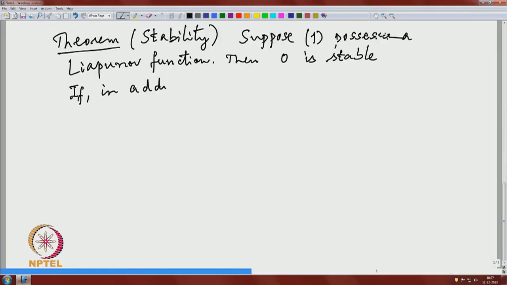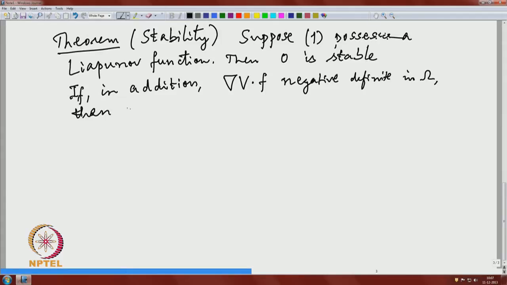If in addition, now we strengthen a little bit the second condition, grad V dot f. So, again look at the definition, grad V dot f is again a function defined on omega to the real numbers. So, this is a real valued function defined on omega. I want this to be negative definite in omega, then 0 is asymptotically stable.